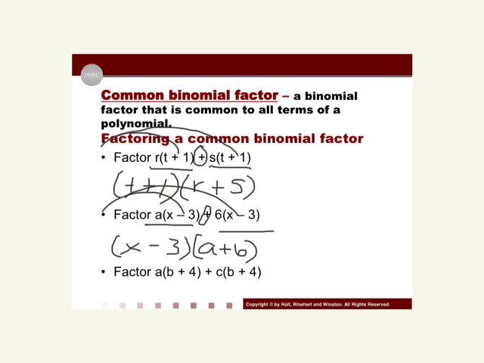And in the final example, hopefully you're getting the hang of this, the common factor would be the binomial b plus 4 times, again, once we undistribute, we take that as a factor on the outside, I'm left with a plus c on the inside. So that's factoring when the binomial factor is already separated.